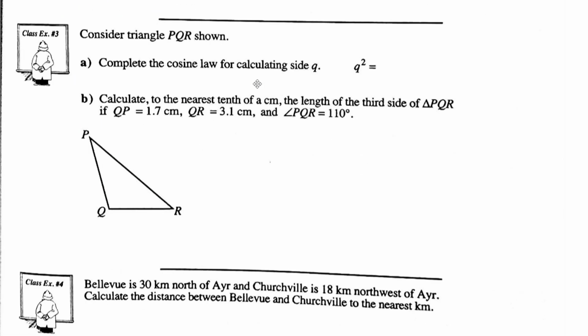It says, consider a triangle PQR, so that's down below here. Part A, complete the cosine law for calculating side little q. So according to the cosine law, that's going to equal the other two sides added together, but we're adding up their squares. So I should have p squared plus r squared minus 2pr cosine of capital Q. So I'm just going to label the diagram with the information that they've given us. So side QP, which is really side little r, that's 1.7.